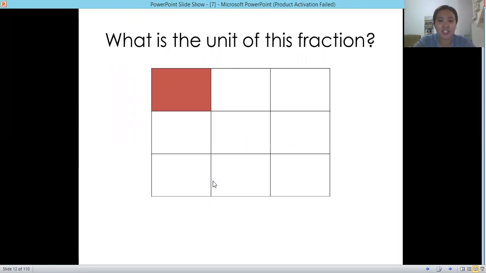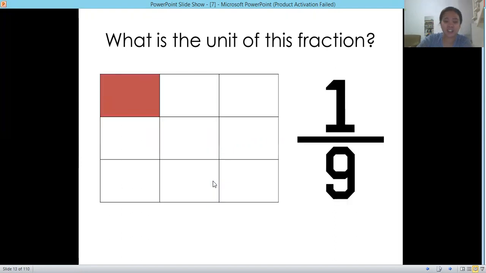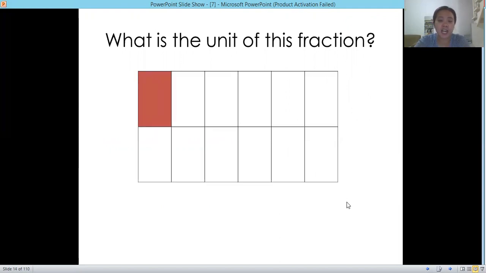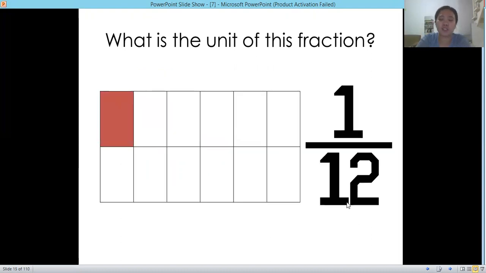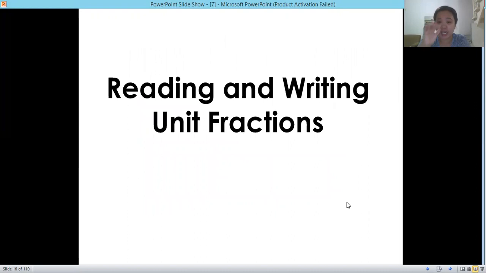There. Okay, next. What is the unit fraction of this? The answer is 1/9, correct? 1/9. So 1 with color, and then you're going to count everything. That one is for 9. Next, how about this? Ready? Think and count. 1 blank. Correct, 1/12.